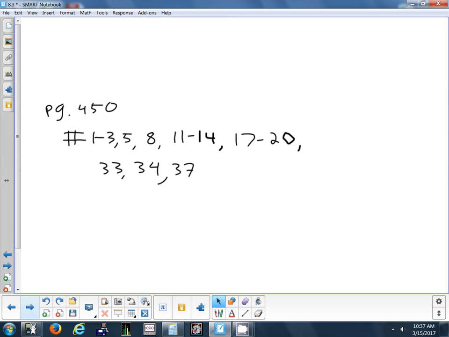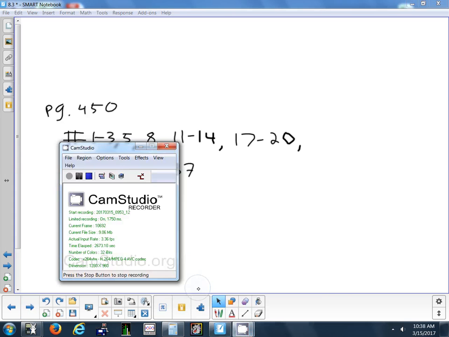Okay, so the homework on page 450 is 1 through 3, 5, 8, 11 to 14, 17 to 20, and then 33, 34, and 37. Some of them are just graphing, so they're very quick. I think only the last few problems are converting a number into trig form and then multiplying and dividing. So we'll look at that tomorrow. On Thursday, we'll do section 8.4. And then on Friday, you will have a little under 2 hours to do the test. The test is just on what we've done this week. And I will be here after school on Thursday.